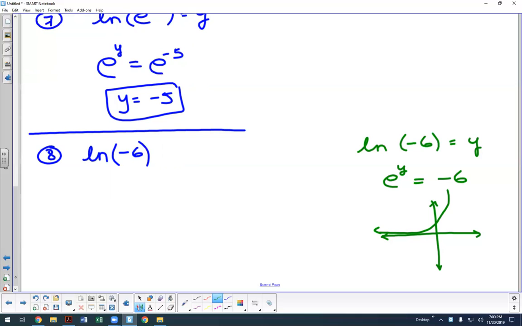Because where does our exponential function stop? It stops right at the x-axis. We get closer and closer to 0, but we're not going to get a negative answer. So you can't actually solve, even when we convert it into exponential form, since we cannot get an answer. That's why a negative inside the logarithm doesn't work.